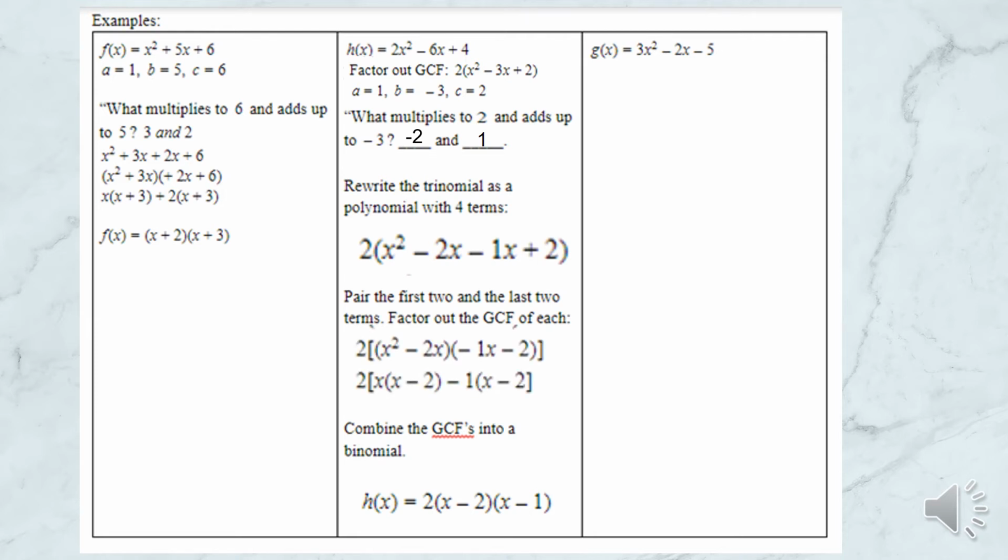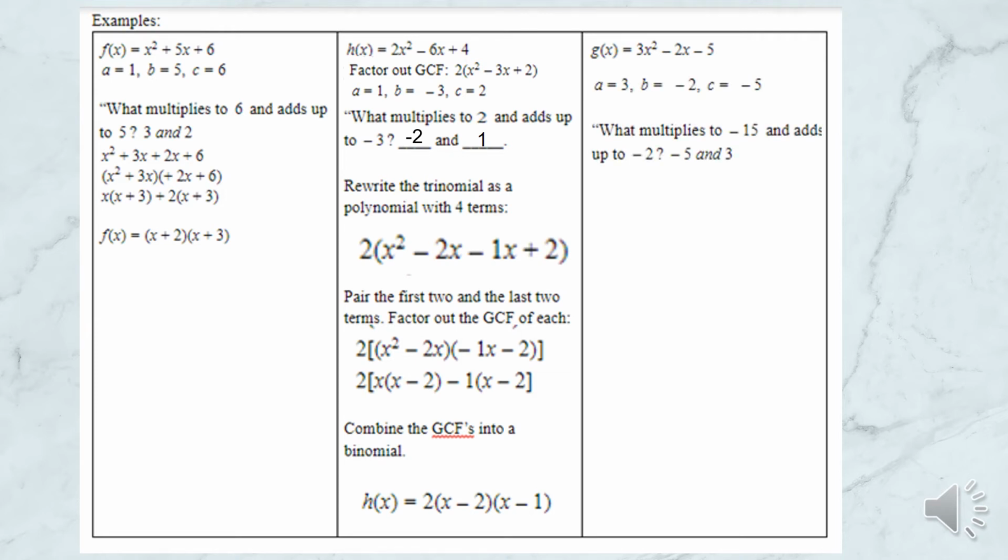We pair the first 2 and the last 2 terms and take out the GCF of both. Again, my stuff in parentheses is the same, so I have not screwed up, and therefore the final step is to combine the GCFs into a binomial and take one of those that were the same in the parentheses.